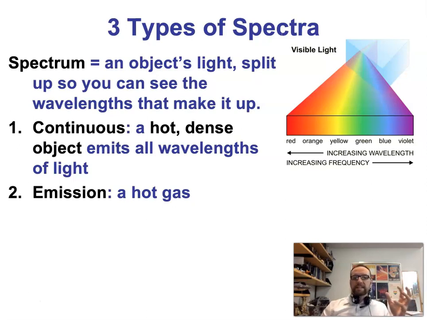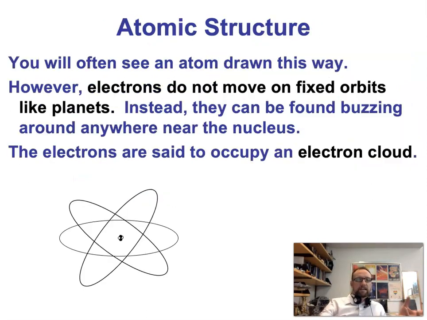Because with a low-density gas, there's a lot of empty space in between all the molecules, and that means the light can get into the gas, and the gas molecules and the light can interact one-on-one. And that causes the spectra to be different. So in order to understand what a hot gas is doing, we need to talk about gases, and that leads us to talking about the atomic structure.